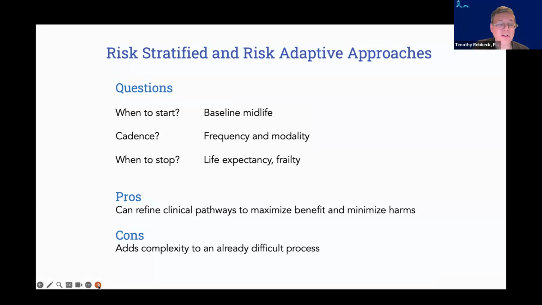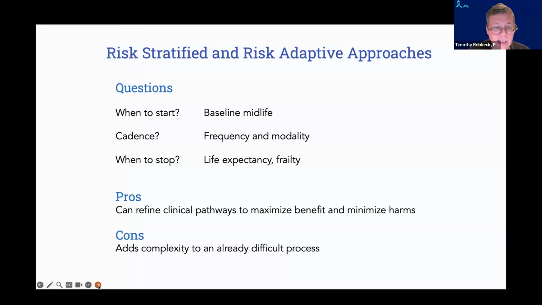But when to start is still an open debate, and we assume that some men will want to start earlier, some men will want to have a more frequent cadence of PSA testing. Some may be able to go for 5 or 10 years without a PSA, depending on some of their characteristics. And when do we stop? This is a whole debate.